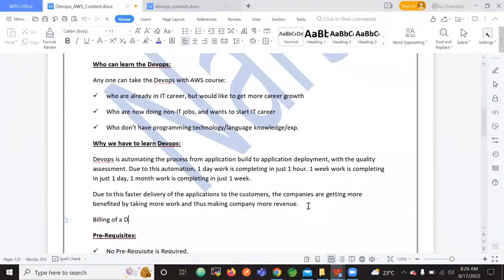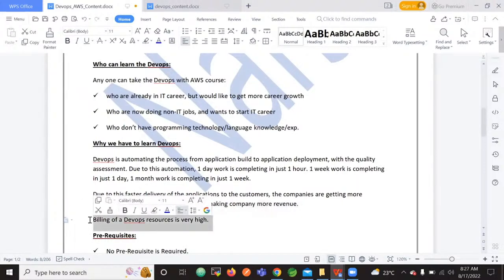of a DevOps resource is very high. What is this meaning? The clients who want us to work on this DevOps, on this project's automation, who want us to automate the applications, right? They will give more and more money, more salaries, per hourly basis they will pay more actually, right? So why is the pay more?